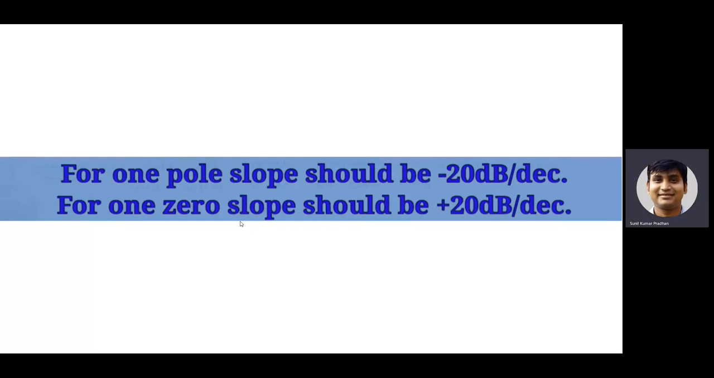One thing we also have to remember always while determining the slope. The slope for one pole is minus 20 dB per decade. But for, let's say, two poles, it will be minus 40 dB per decade. Let's say three poles, the slope should be minus 60 dB per decade. Likewise, one zero, the slope should be plus 20 dB per decade. Two zeros, it will be plus 40 dB per decade. Three zeros, slope should be plus 60 dB per decade.